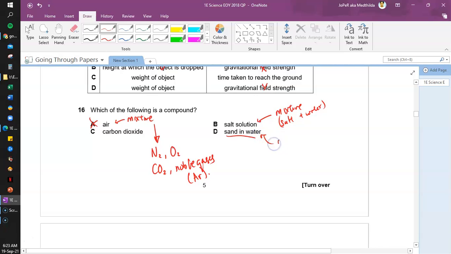Sand in water is actually sort of like your mud or sandy liquid. So this is actually sand plus water. This is actually also a mixture. Hence, the only answer is C. Why C? Because carbon dioxide is carbon bonded to oxygen, or I should say carbon chemically joined with oxygen. So that's why carbon dioxide is a compound.